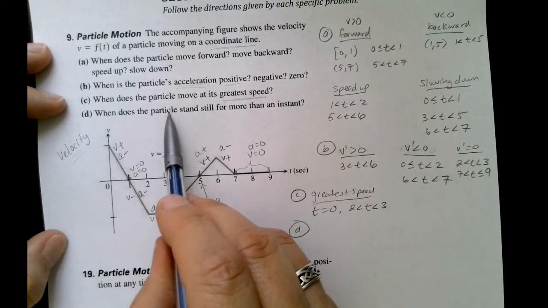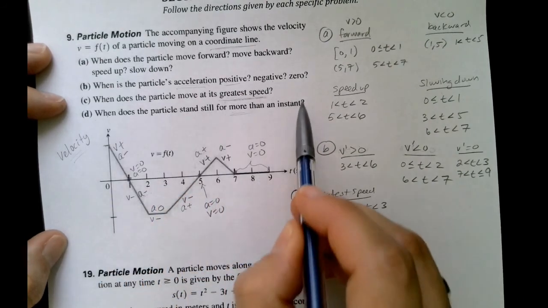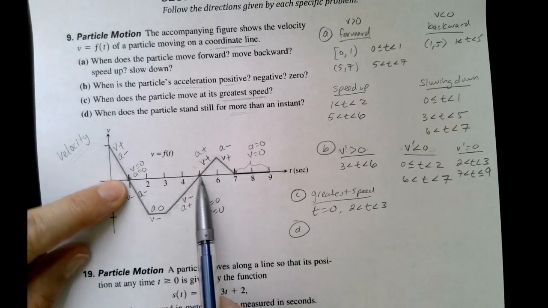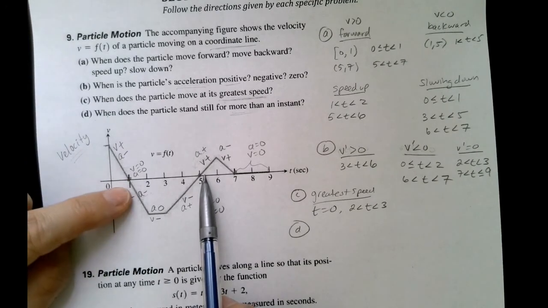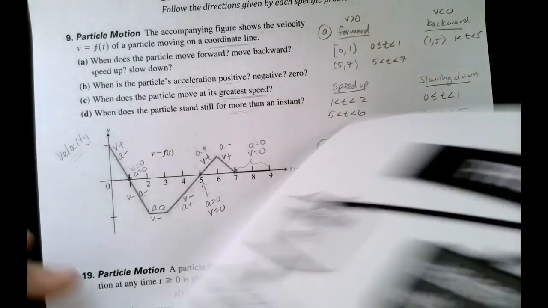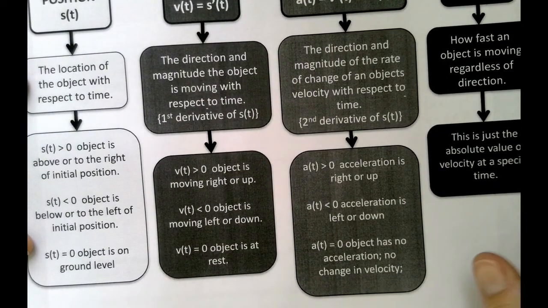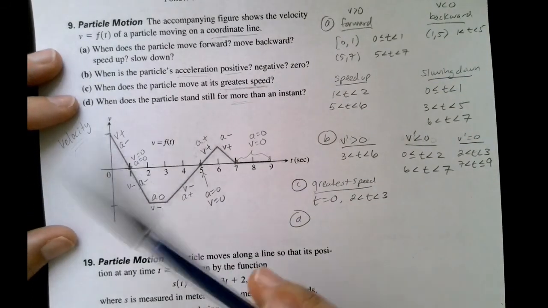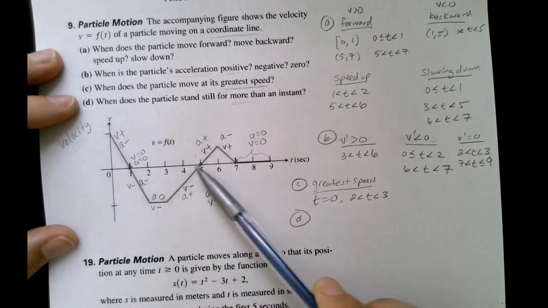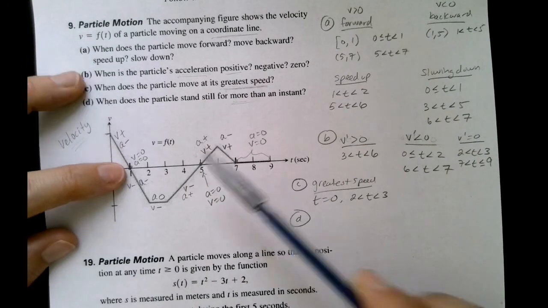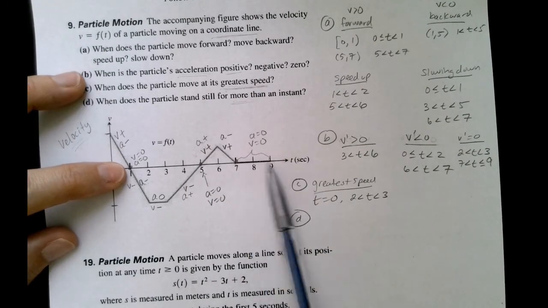D, when does the particle stand still for more than an instant? Okay, so 1 and 5 would be considered for an instant it's standing still. When is it not moving? An object is at rest when velocity is 0. But it said more than an instant. So I know it's tempting to say here and here at 1 and 5, but that would be an instant. More than an instant would be right here from 7 to 9.